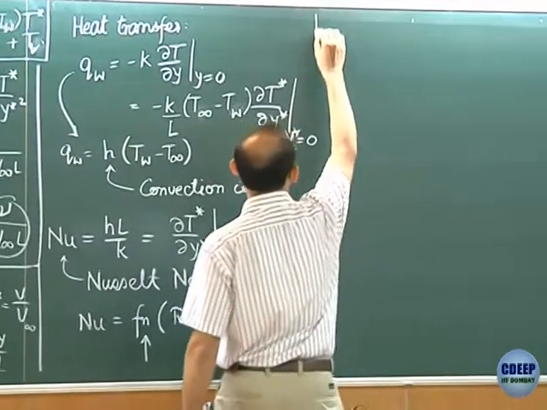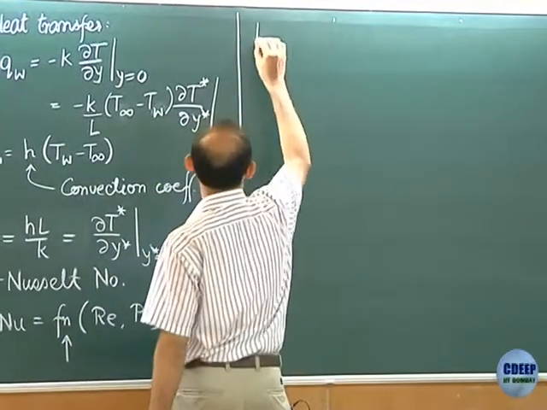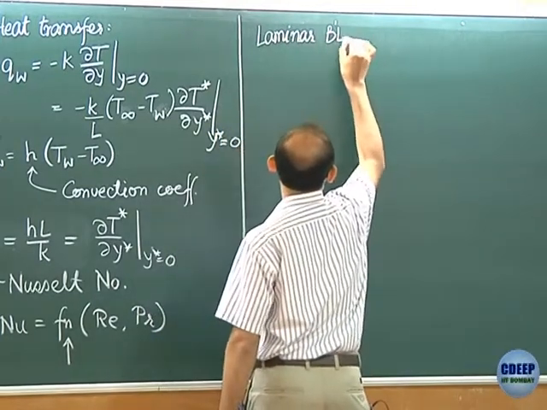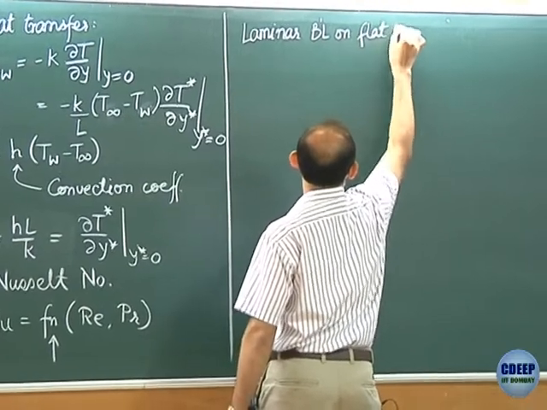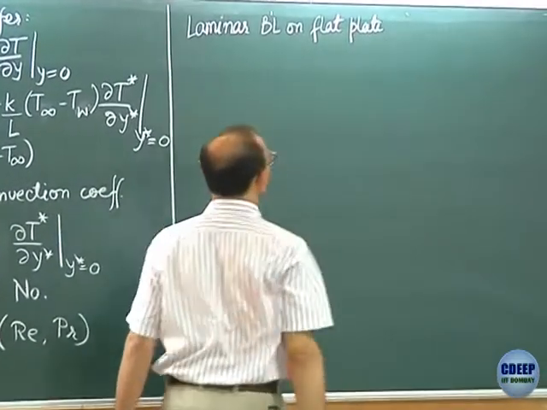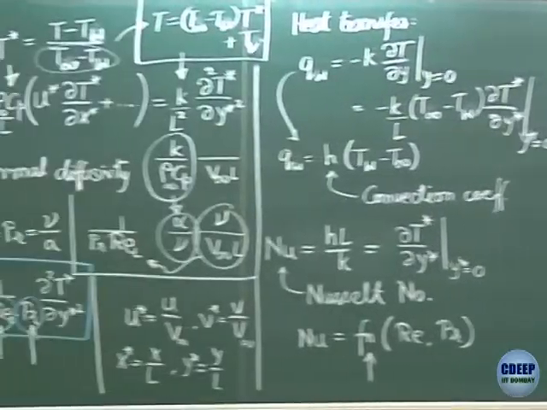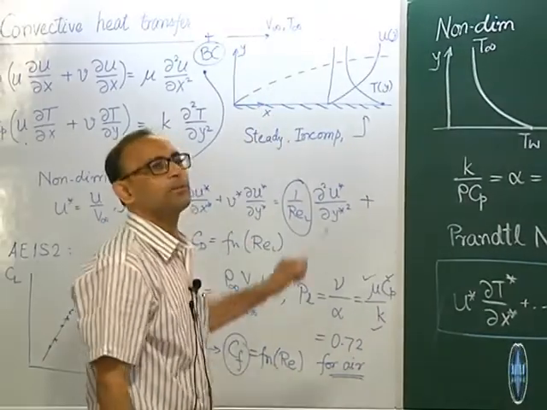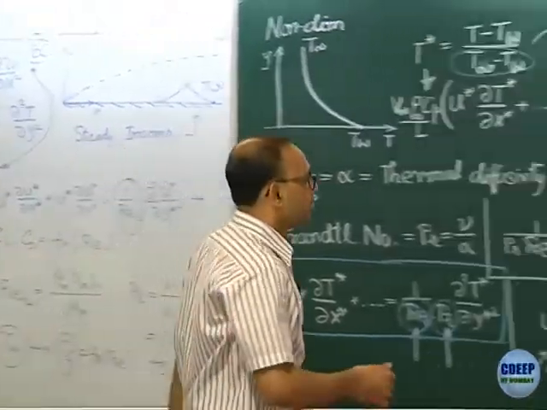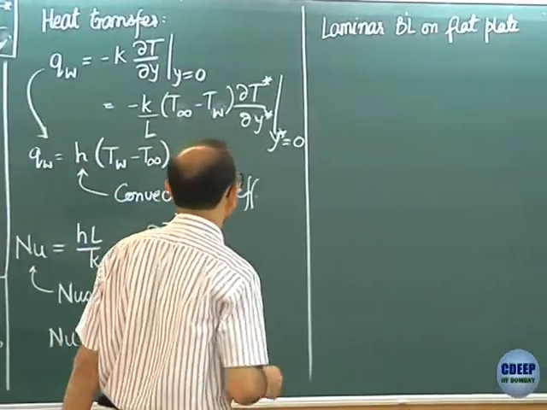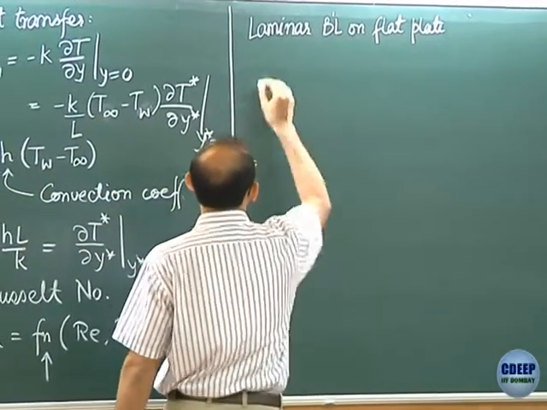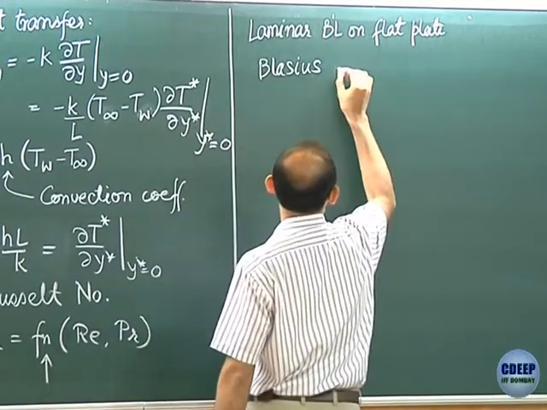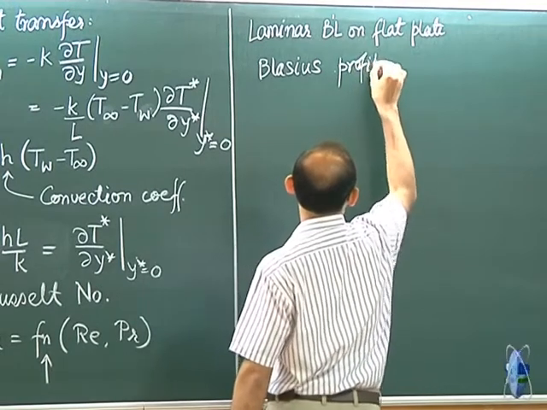So let's look at one of those. The simplest one happens to be the laminar boundary layer on a flat plate. We have been dealing with flat plates for this entire convection problem. Now we are seeing that the flow, in addition to being on the flat plate, is also laminar, and we know when it is laminar and when it is turbulent. But if it is laminar, it's the simplest situation. Blasius solutions are available, which are called Blasius profiles.